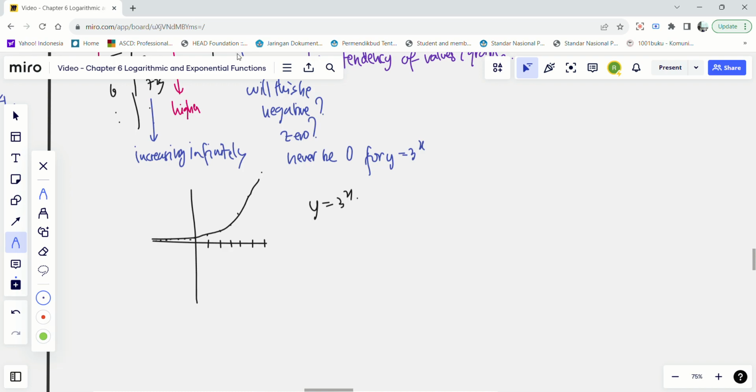And of course, whenever you wonder, sir, how about y equals 2 raised to x? It will roughly be the same, but maybe not as steep when it comes to the changes. So probably it's something like this. It will roughly look the same.